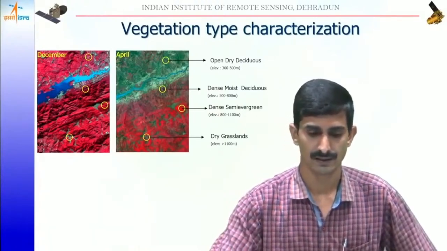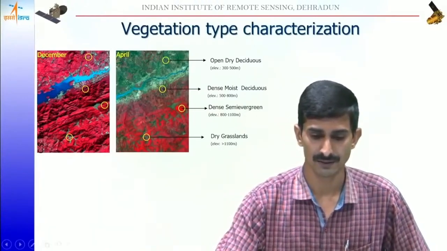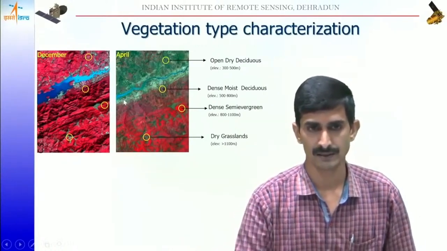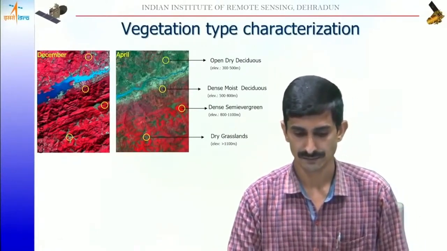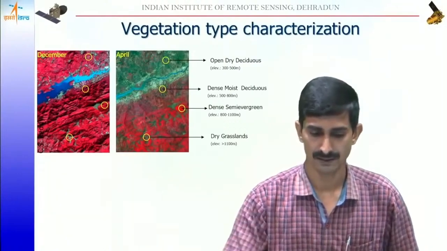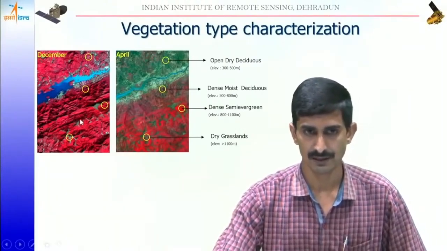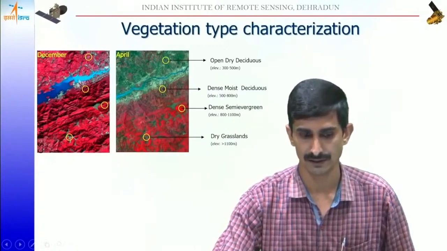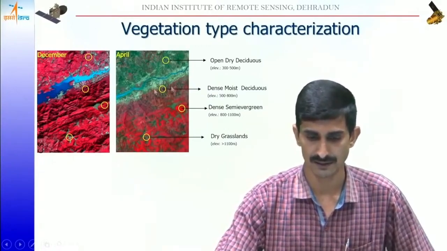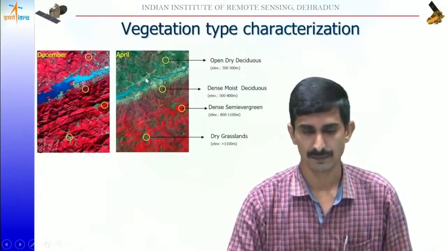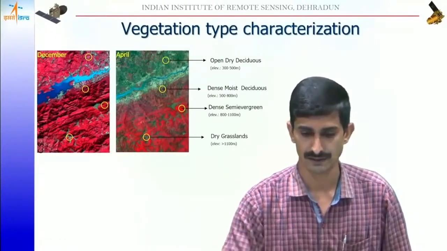But if you see the same area in the dry period, where many of the species, the deciduous species, shed their leaves, then you will find a sharp contrast in the landscape. So in this case, this image will not be that suitable for characterizing the vegetation types as compared to the images with the sharp contrast among the different vegetation types.